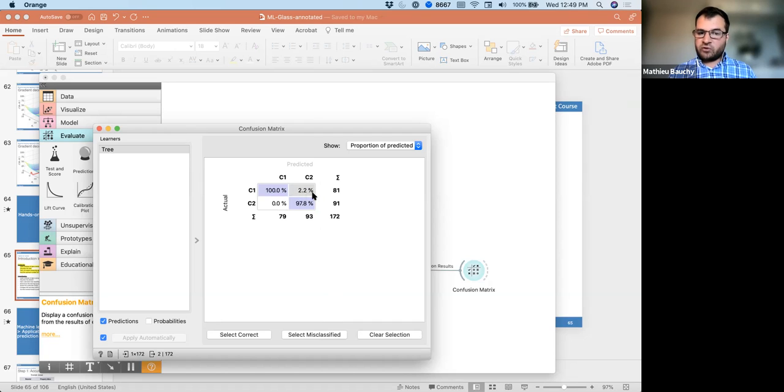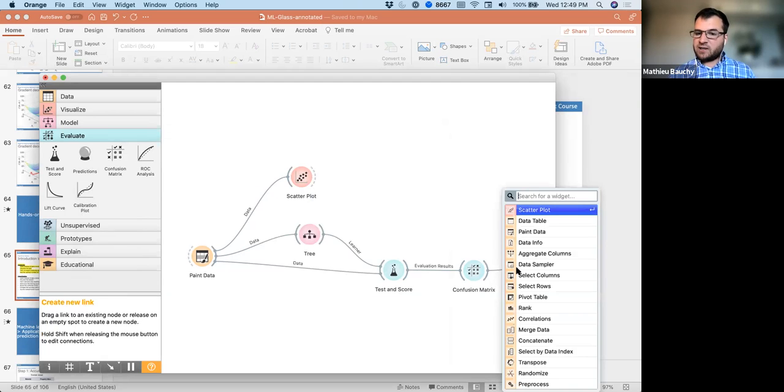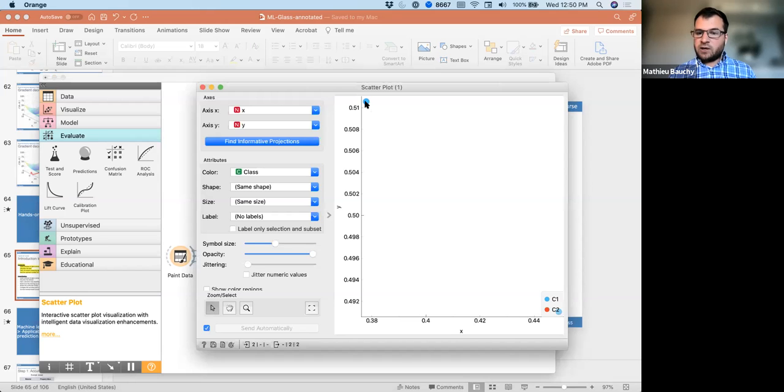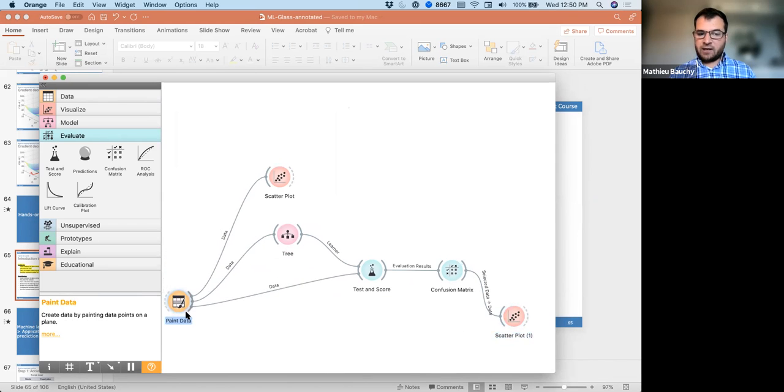So this 2.2% of the data points that were misclassified, I'm going to click it to select it. Now if I draw a line here, it's going to select those data points and I can see what's special about them. Here I can plot the two data points that were misclassified. To understand why they were misclassified, something pretty good about this software is that I can plot the true data points at the same time.